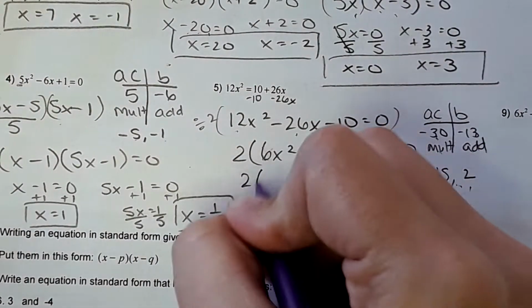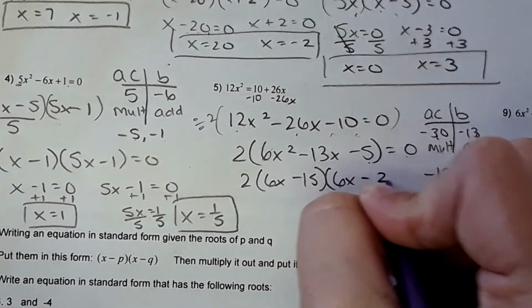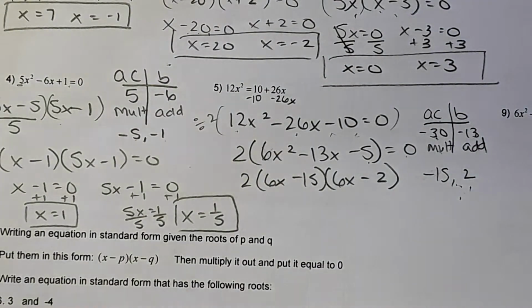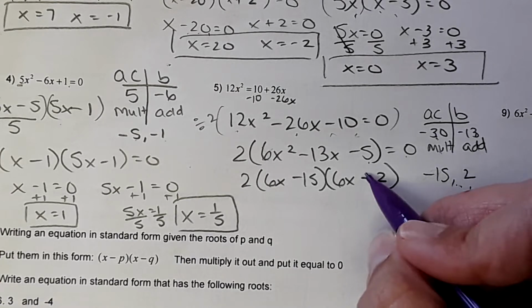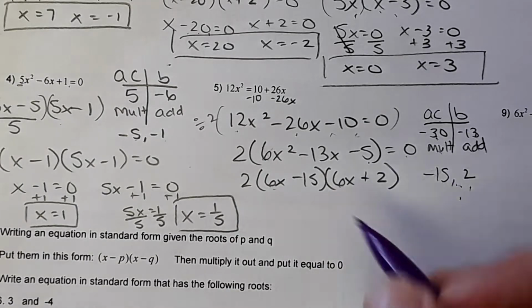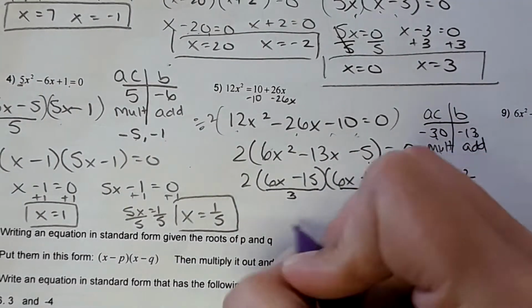So here we're going to write it like this: 6x minus 15, 6x minus 2. Isn't it plus 2? Is it plus 2? It is plus 2. Good call. Okay, so once we're here, then we need to pull out common factors if we can. I can divide both of these by 3 and both of these by 2.